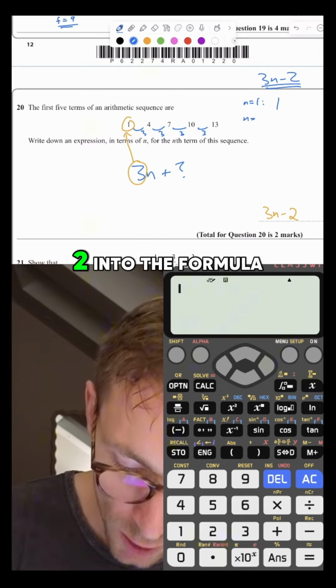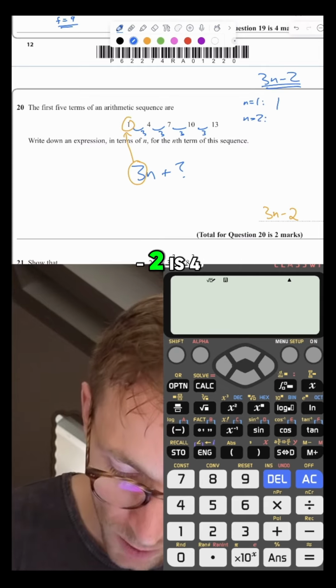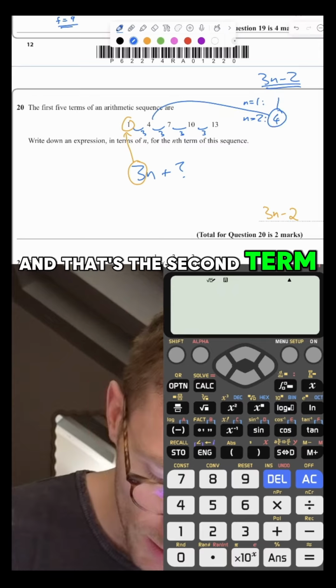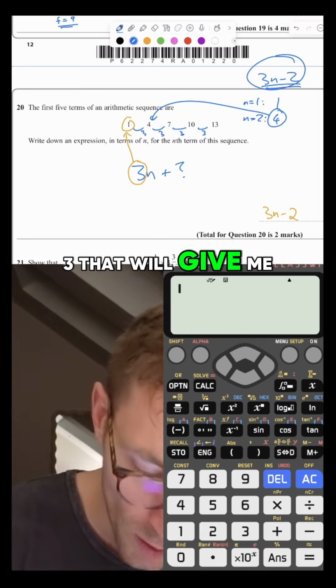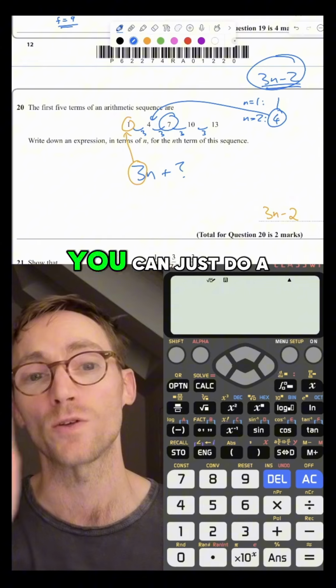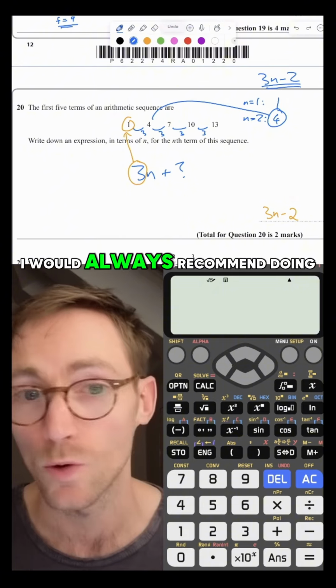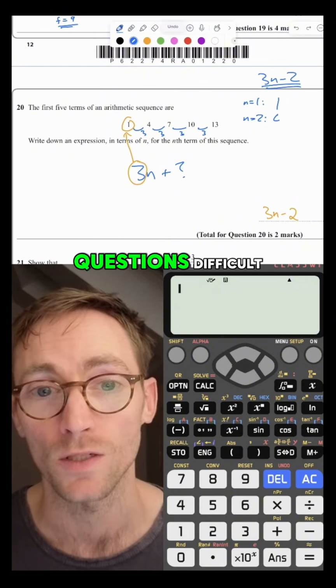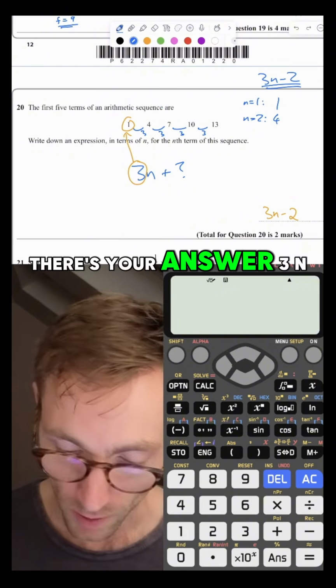Now I put n is 2 into the formula. 3 times 2 is 6, minus 2 is 4. And that's the second term. If I put n is 3, that will give me 7. That's the point. And so you can just do a couple of ones just to check. I would always recommend doing that, especially if you're finding these questions difficult. But yeah, there's your answer, 3n minus 2.